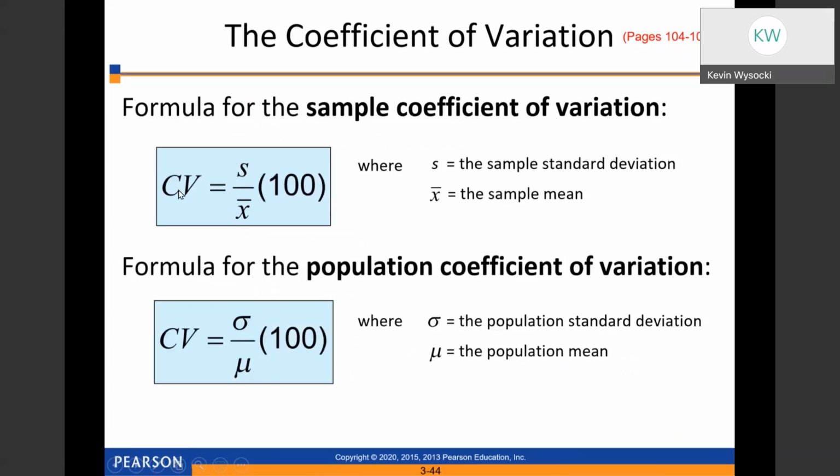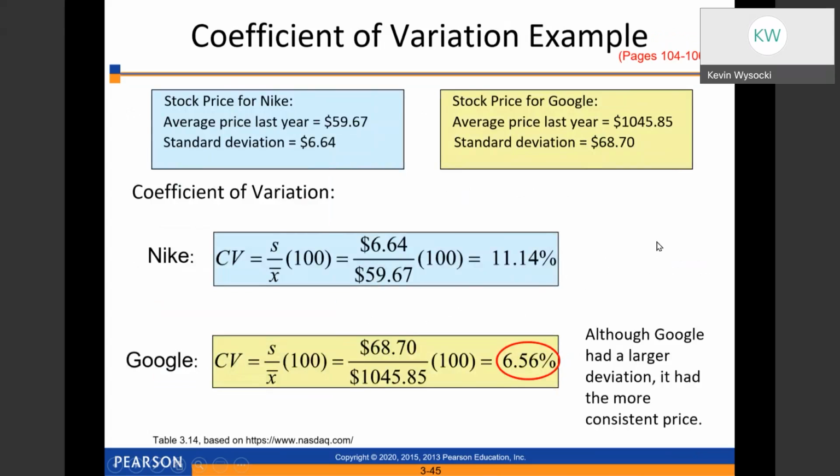If we look at the top one, the CV is equal to the standard deviation s over x bar, which is the average, times 100. So this is a ratio of the standard deviation on the top and the average on the bottom. When you do this calculation, you're not allowed to have any negative values. You have to have all positive values, like prices, heights, things like that. When you take the standard deviation divided by x bar, it gives you this quantity called the coefficient of variation. So we'll look at an example of that.